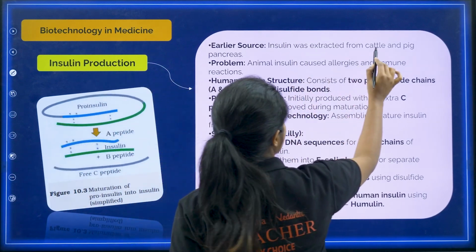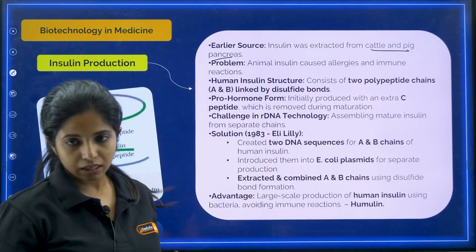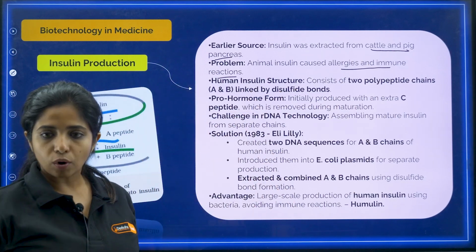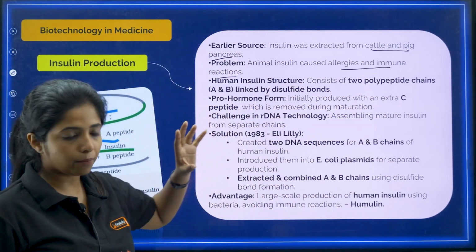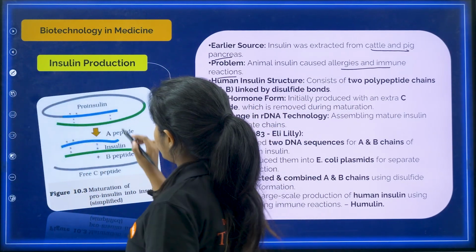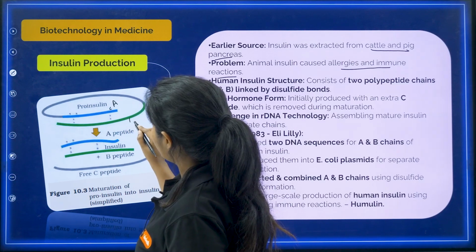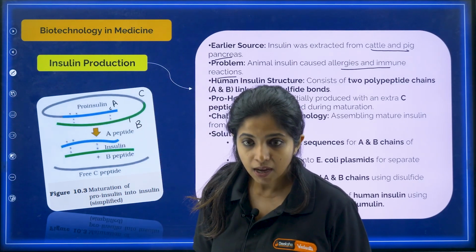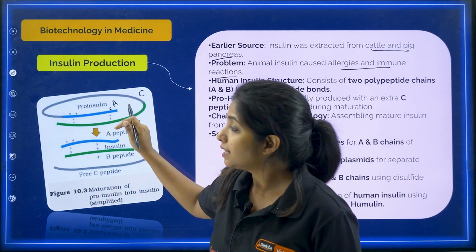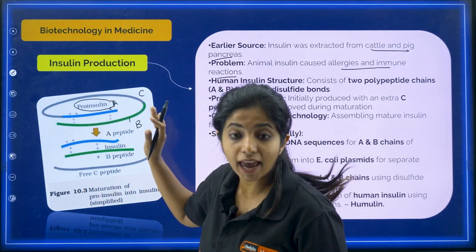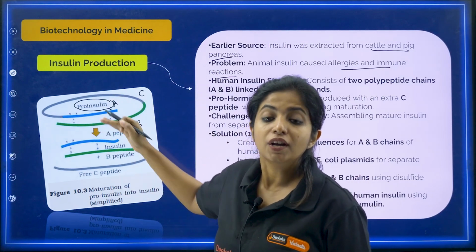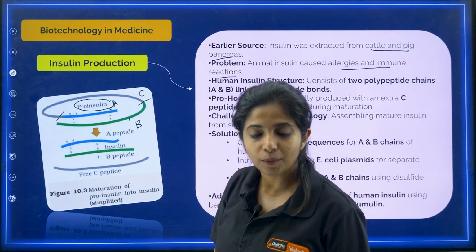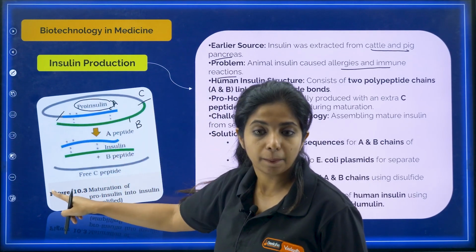So insulin was extracted from cattle and pig pancreas initially, but animal insulin causes allergies and immune reactions. Now, human insulin structure, please remember. If you see human insulin, my dear children, you have the A polypeptide, you have the B polypeptide, and this thing that you see is known as the C polypeptide. Now this is pro-insulin. This is not the actual hormone, this is the inactive hormone. To make it active, you have to remove the C polypeptide from here.